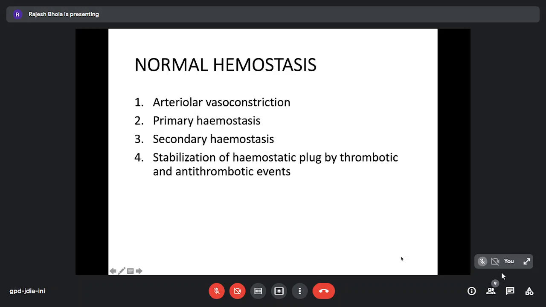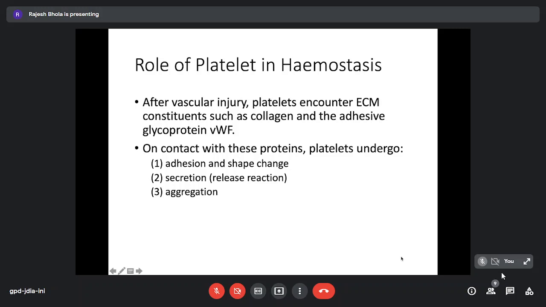And the normal hemostasis has basically four components: arteriolar vasoconstriction; primary hemostasis, which is done by the platelet, von Willebrand factor, fibrinogen and other receptors on the surface of the platelet; secondary hemostasis, which mainly involves the coagulation factors; and the fourth is the stabilization of the hemostatic clot by thrombotic and antithrombotic events.